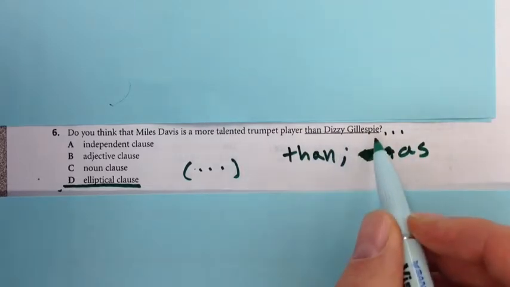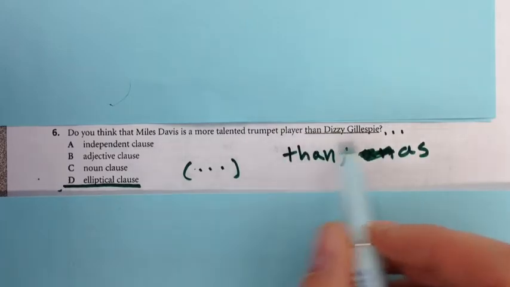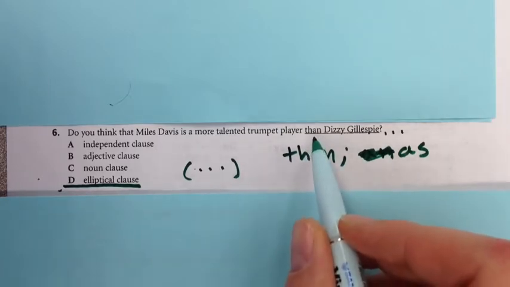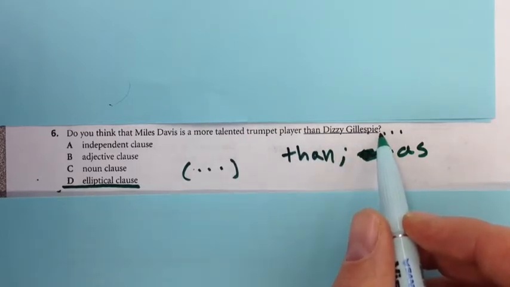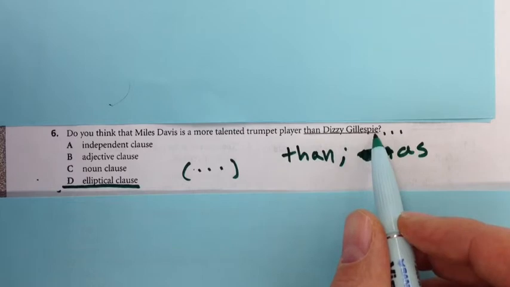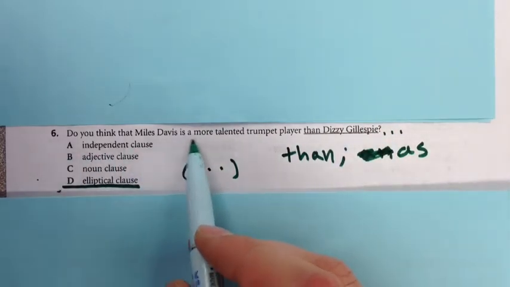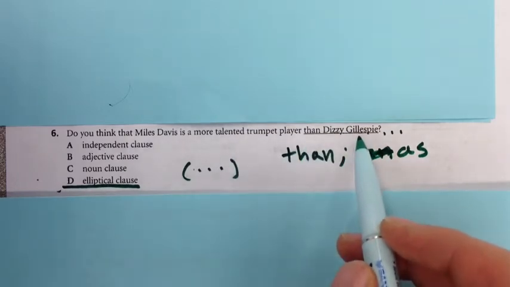Than Dizzy Gillespie has some words that are left off, and we're allowed to leave words off of this sentence because they use this word, either than or as, to begin it. So let's read this sentence, and I'll stop here at the end of the sentence and see if you can figure out what words are left off. Do you think that Miles Davis is a more talented trumpet player than Dizzy Gillespie?